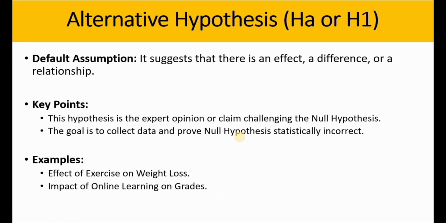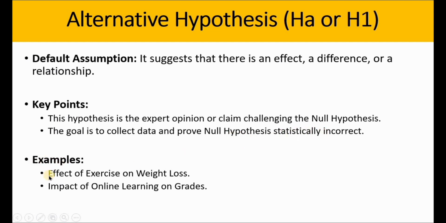Moving on to the next hypothesis, that is the alternate hypothesis, which is also called HA or H1. The alternate hypothesis is what you want to prove. It suggests that there is an effect, a difference, or a relationship. Now here are some key points for the alternate hypothesis. This hypothesis is the expert opinion that challenges the null hypothesis. The goal is to collect data and use statistical tests to prove that the null hypothesis is incorrect.